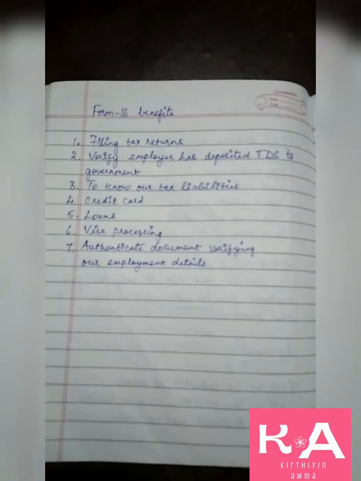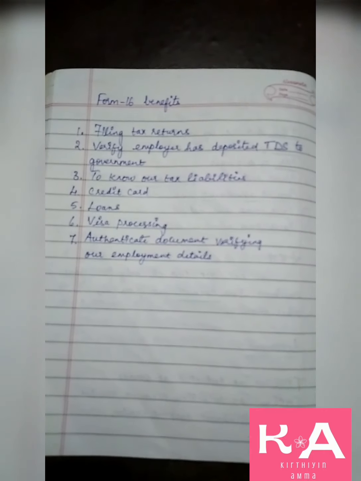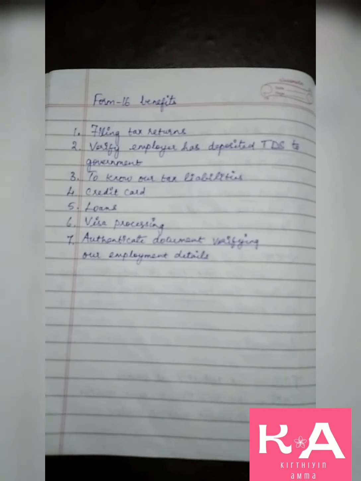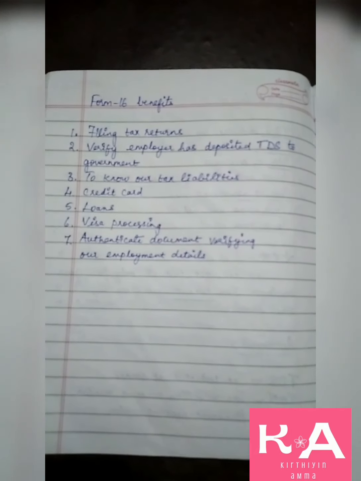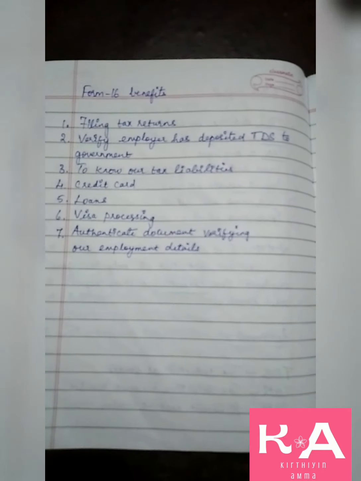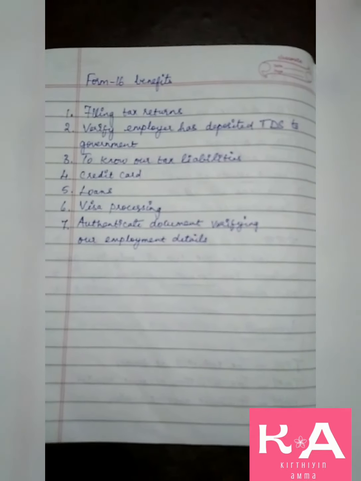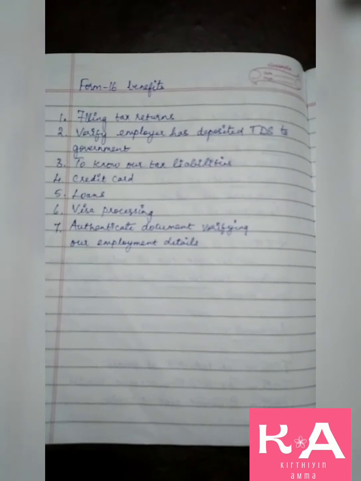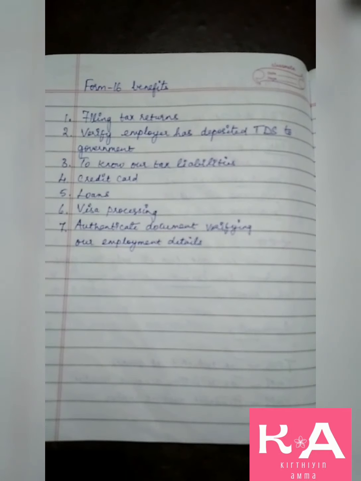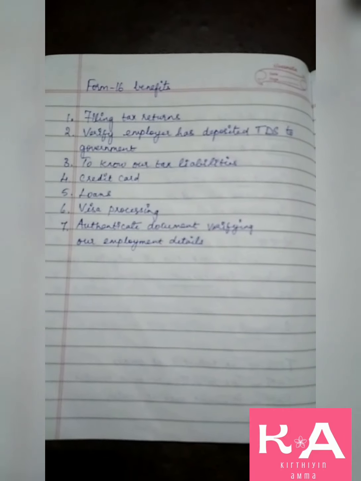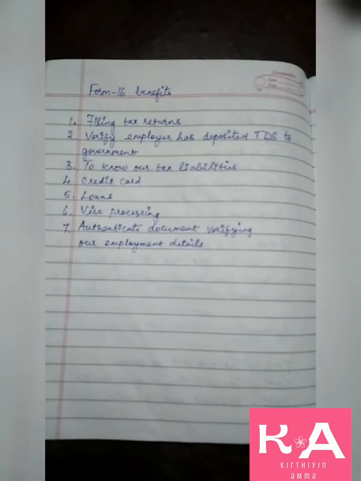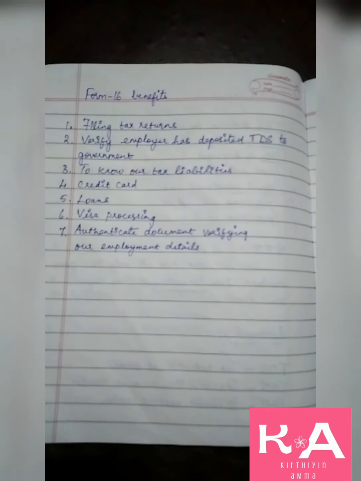Now let's see what are the benefits of this Form 16 document. Number 1, we can use it for filing tax returns. Number 2, verify employer has deposited TDS to government. So whether our tax has been deposited to the government properly. Number 3, we can know our own tax liabilities. Number 4, it can be used for credit card application. Number 5, we can apply loans through this Form 16. Number 6, we can do visa processing through this Form 16. Number 7, it is a legal authenticate document verifying our employment details. So, it speaks a lot.